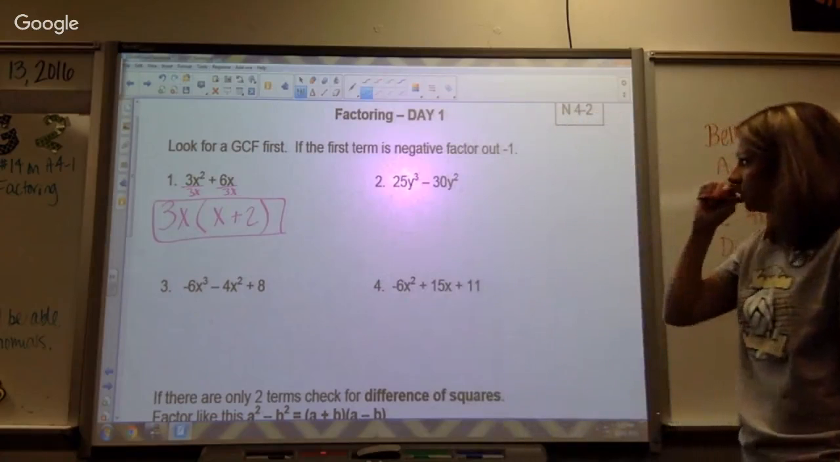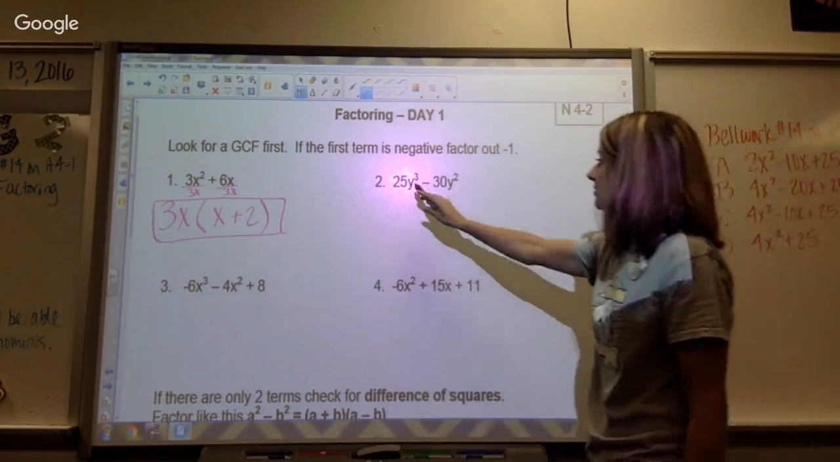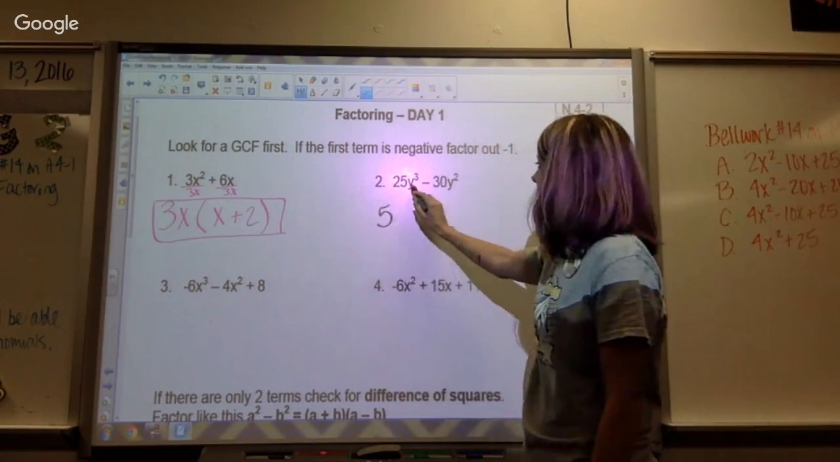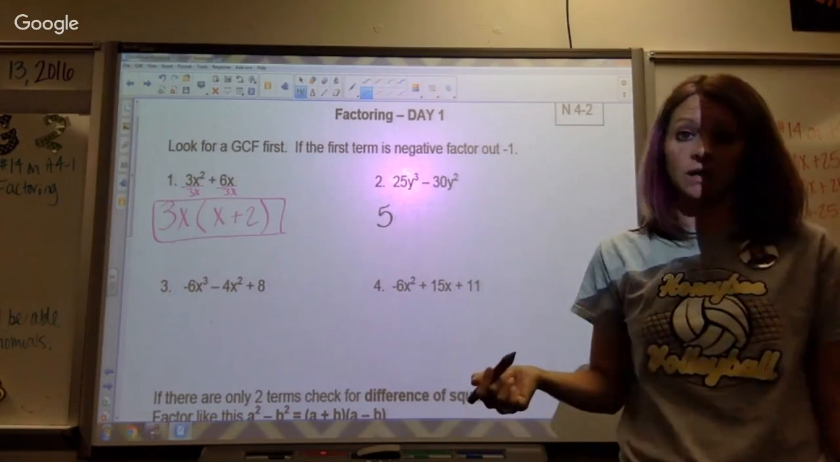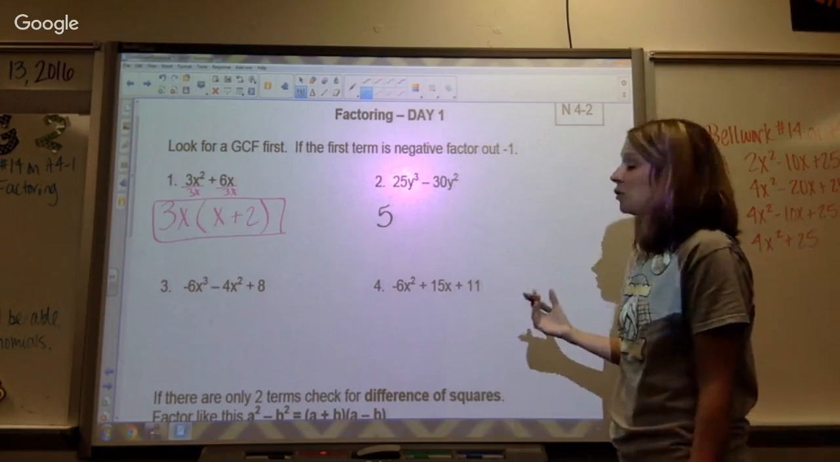Okay, so looking at number 2. First, look at the numbers. We have 25 and 30. The greatest number that would go into both of those is 5. And then you have a y cubed and a y squared. Y cubed means that it's y times y times y. Y squared is y times y. So they both have 2 in common.